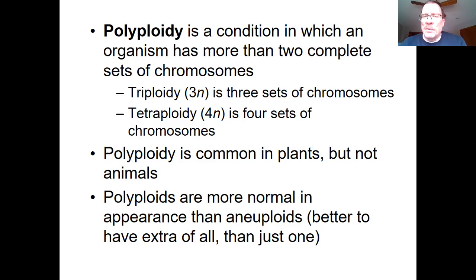Polyploidy, as I said, is a condition in which it's not just one chromosome, but the whole complete set. So being triploid, having a third set as opposed to diploid, or tetraploid, having four sets, is very common in plants, not really in animals. And the polyploids are more normal in appearance than the aneuploids, because it's better to have all of them than just one of them. Now, again, this is not necessarily true in humans because it's rare in humans, but in plants it actually leads to a greater variety of plants, and they're able to tolerate it. Okay?